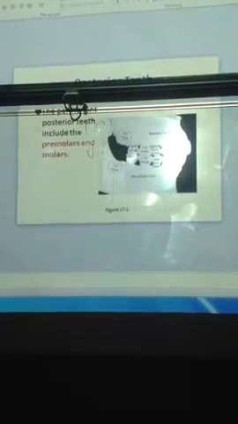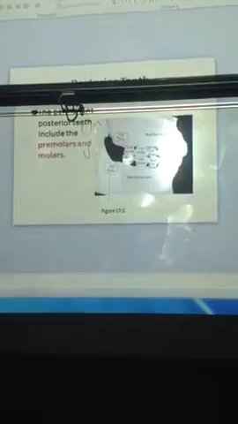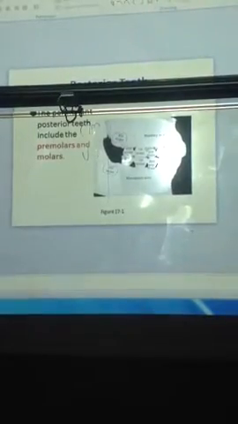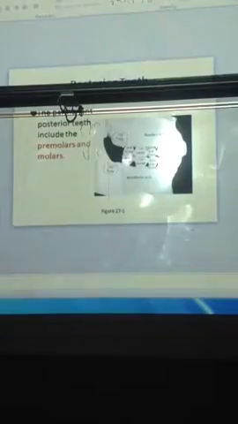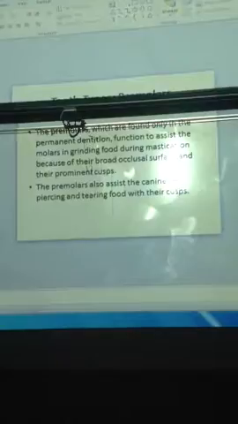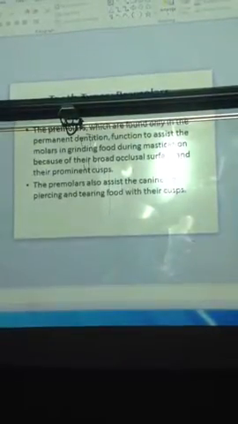What tooth does a maxillary first permanent molar replace? None. It does not replace a primary tooth, right? That one is non-succeeding. She was looking at me like, did I say something wrong? No, you said none. Yeah.